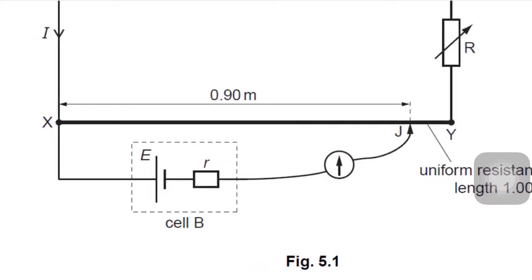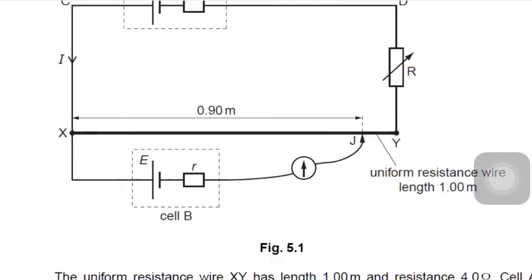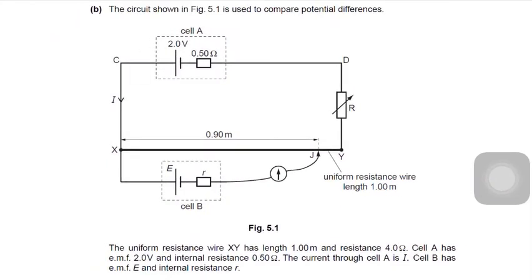So you need to find the XJ. Now the issue in this part is, whenever we are talking about potentiometer, we are very much used to the idea of dividing the EMF in the ratio of the resistors that are there. So that's the fundamental principle of a potentiometer.